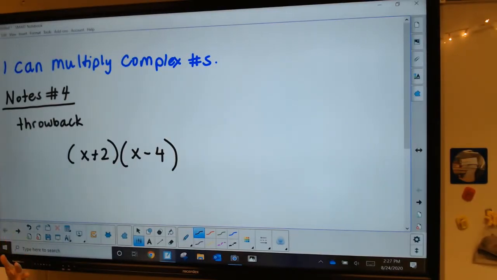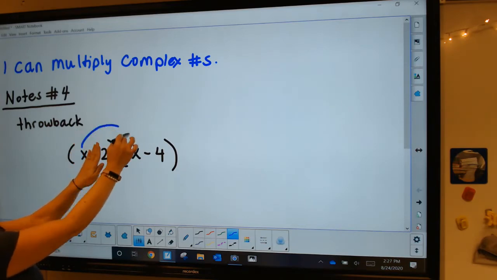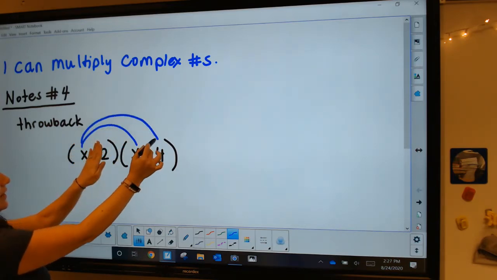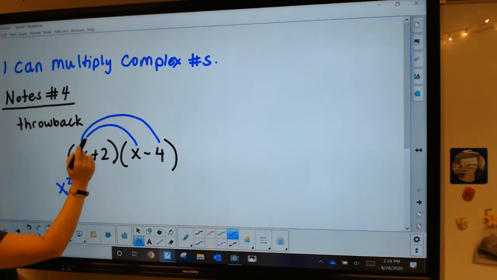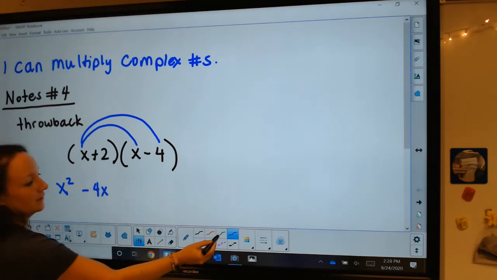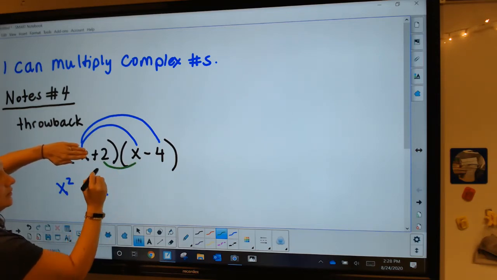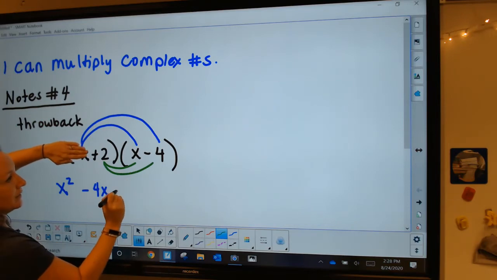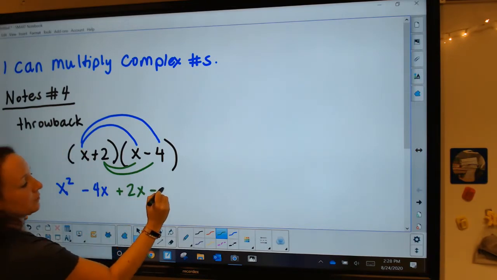we are going to distribute and multiply across. So this x is going to get multiplied to this x and to the negative 4. So I'm going to take x times x is x squared. X times negative 4 is negative 4x. And then, so I've used up the x. Now I'm going to take the 2 and multiply it to these pieces as well. 2 times x and 2 times negative 4. So I get plus 2x. And then 2 times negative 4 would be negative 8.